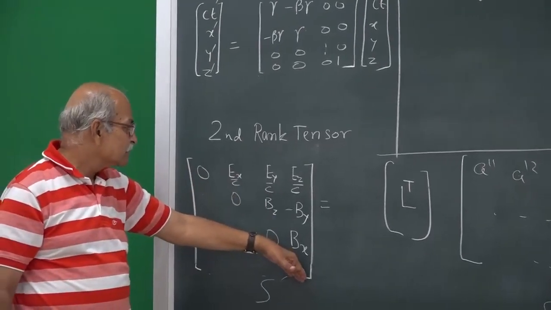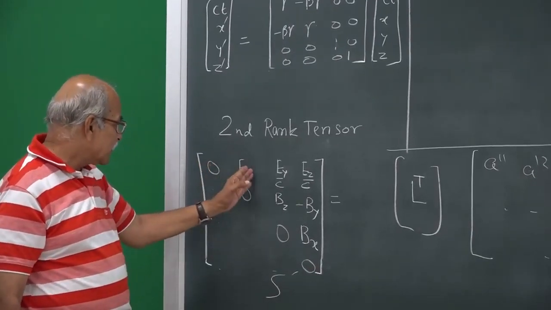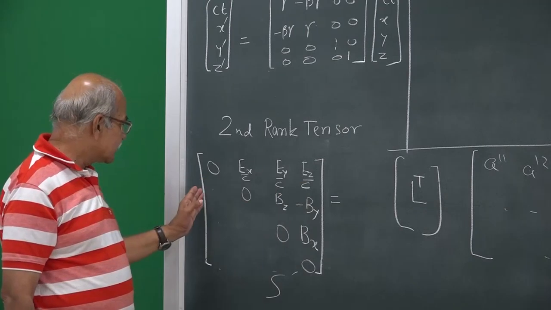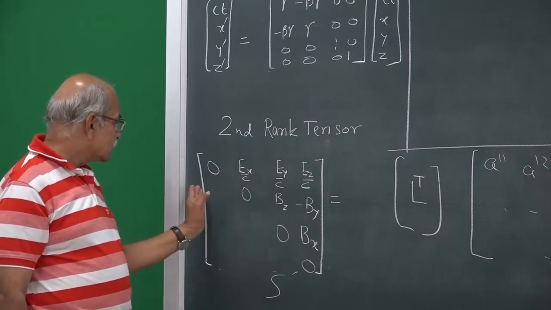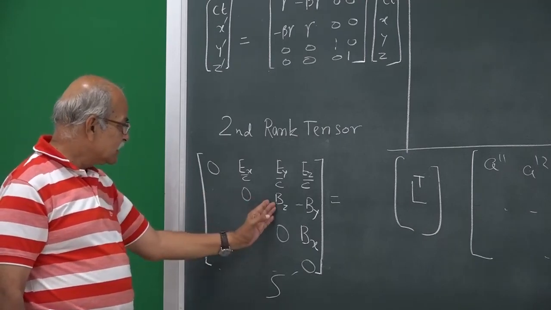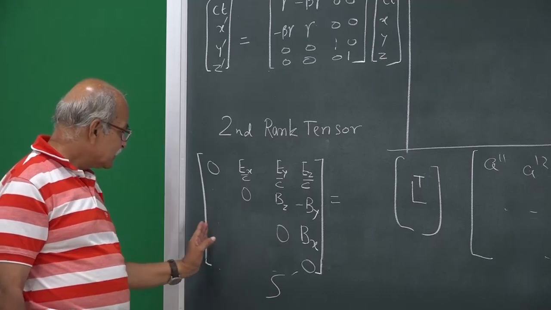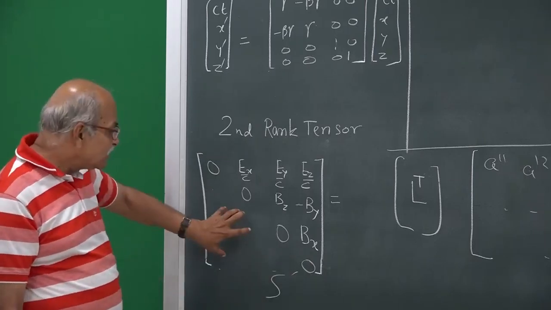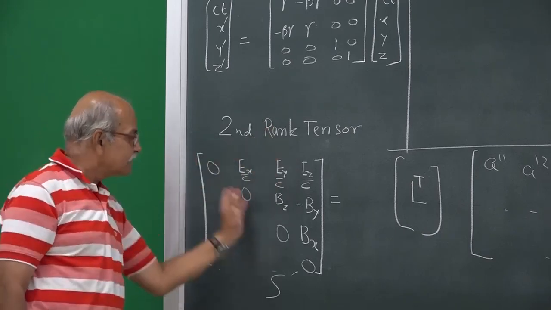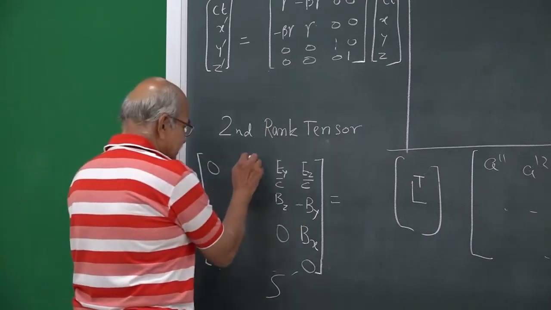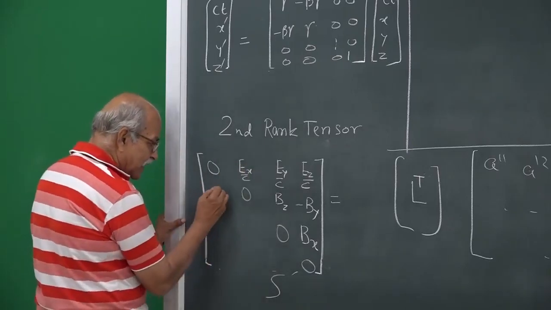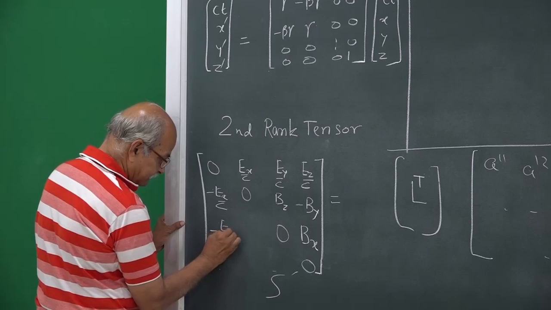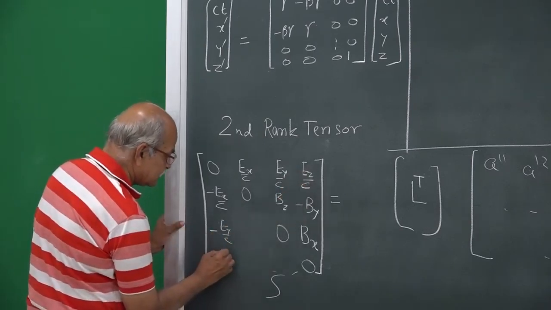So these are your diagonal elements, and then the first row is 0, x component of electric field by C, y component of electric field by C, z component of electric field by C. In the second row, the second element is 0, then Bz here, then minus By here. In the third row, the third element is 0, then Bx, and in the fourth, I have written 0. To write the remaining components, you just reflect these things in the diagonal and change the sign. So it is Ex by C here, you reflect, you get minus Ex by C here. You have Ey by C here, you get minus Ey by C here. You have Ez by C here, so you write minus Ez by C here.